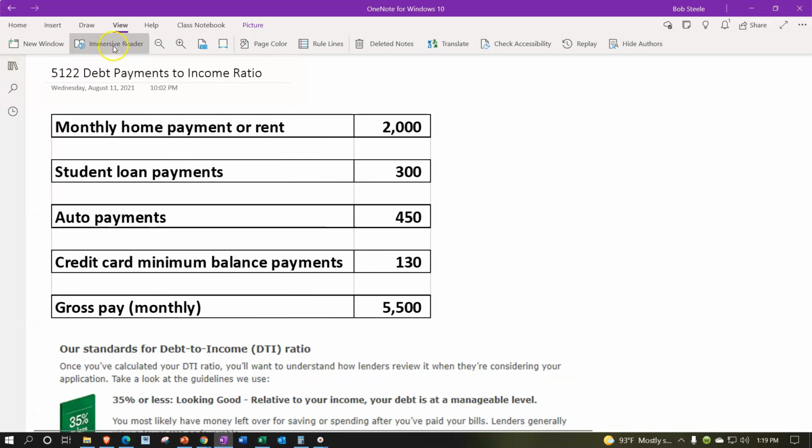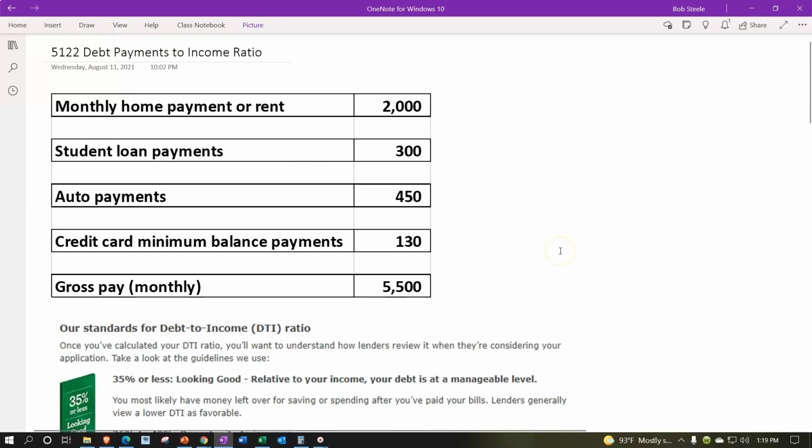Closing the icon, we've got our information up top, calculations on down below, information giving us the gross pay that we have and some of our debt payments.